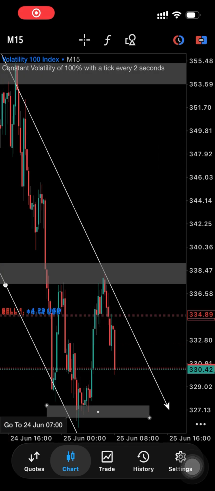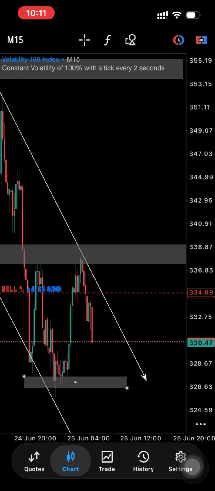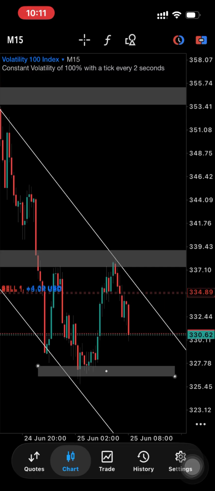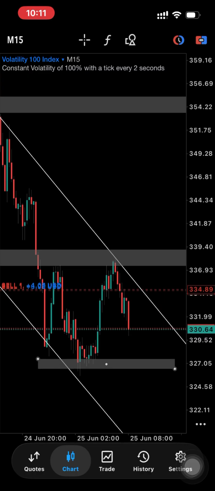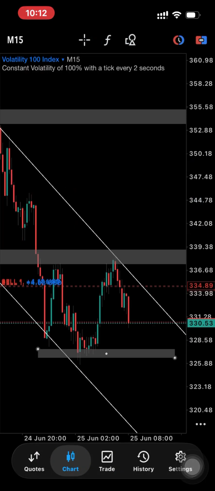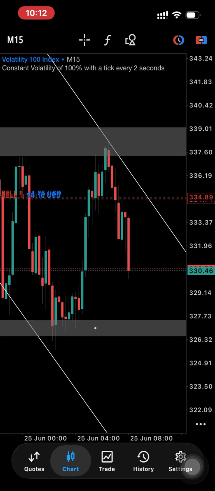So as you can see, the market really pushed to the downside, and it's still continuing to push. So let us see how much we have made here. From $3.80, we are now in $12. So this is a major win for us, considering that we only had like 72 cents from this account.